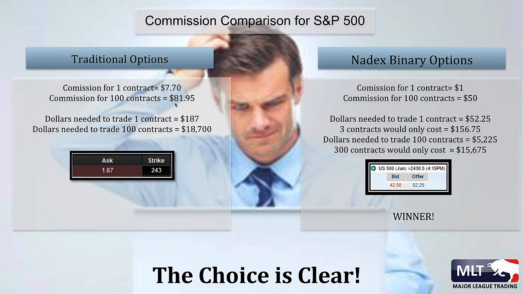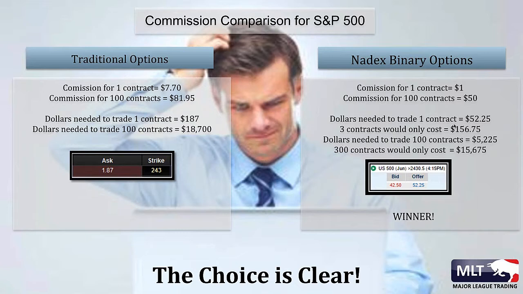Commissions for 100 contracts, $81.95. For 100 in Nadex, it's $50. You need $187 to trade one contract. So if you have a $1,000 account, which is a pretty small trading account, and the minimum amount you can use to buy an at-the-money contract is $187, that's 18.7% risk on your account, which is way too high to ever be successful at trading.